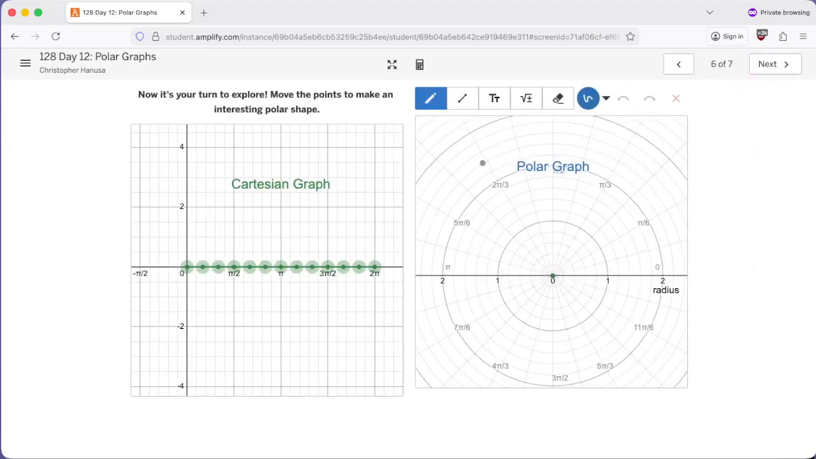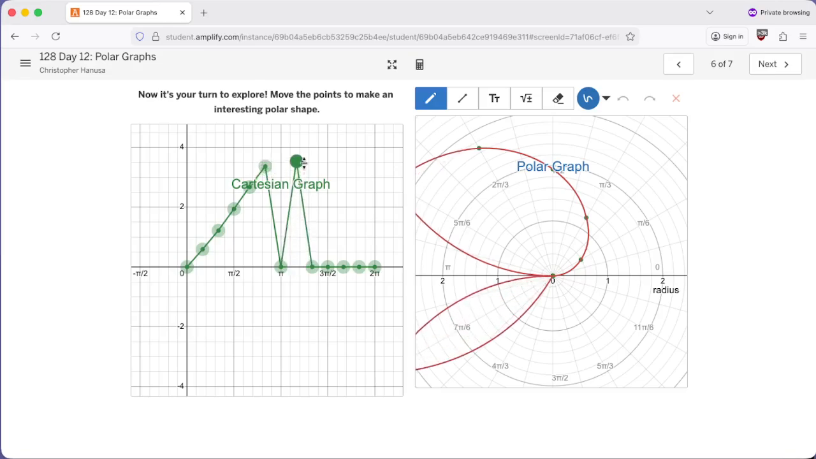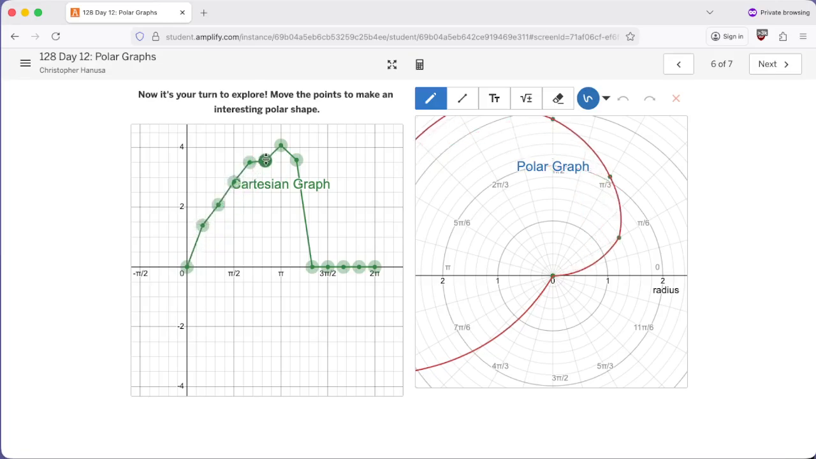All right, let's look at the next one. Your turn to explore. Move the points to make an interesting polar shape. Okay, so we did a line before. What if we did a parabola? What would that do? Whoa. That's not quite a parabola. And then we come back down.